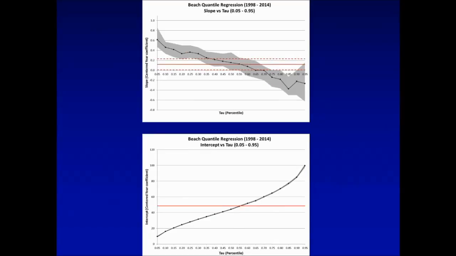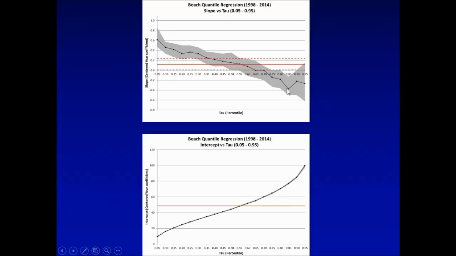The bottom graph basically shows the intercept of each percentile. That's centered on the midpoint of the year of the data. So this is 1997 through 2014, so the midpoint is 2005. And so for that 50th percentile, in 2005, that particle was 70 millimeters.